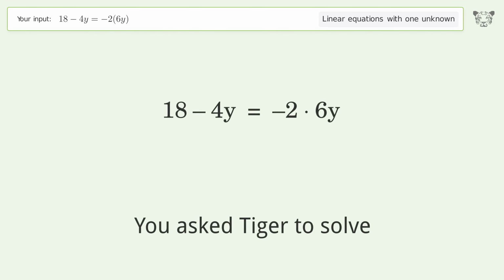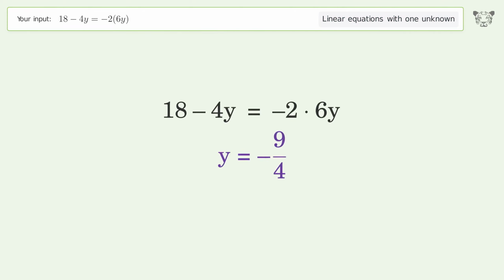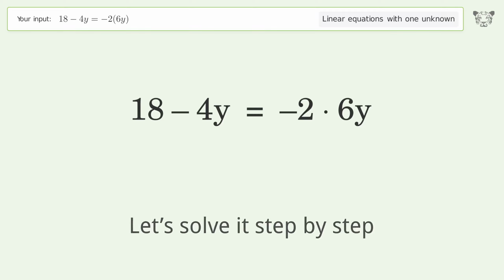You ask Tiger to solve this. It deals with linear equations with one unknown. The final result is y equals -9/4. Let's solve it step by step.